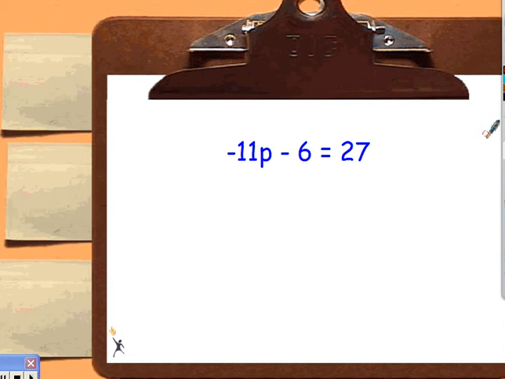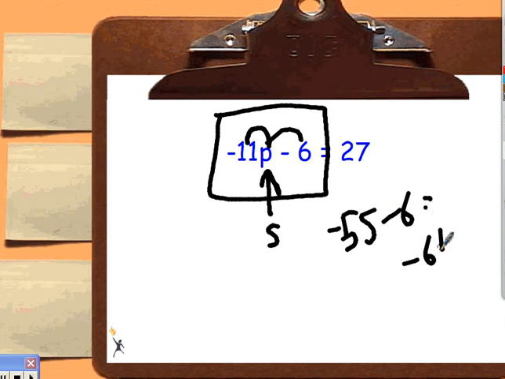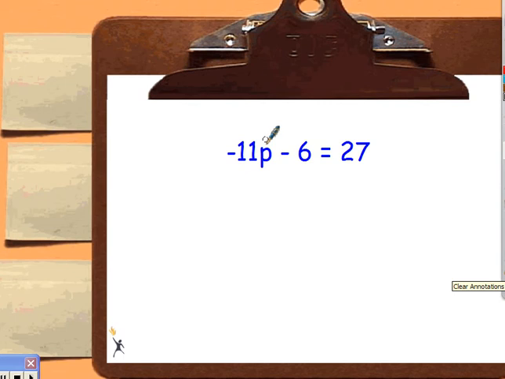Well, let's just pretend like we had to work this out and we knew that p equals some number, I don't know, how about 5? I believe I would do 5 times negative 11, that's negative 55. And then I would subtract 6 and get negative 61. So if I knew what p was, to work it out, I would multiply by negative 11 and then subtract 6. But since I'm solving or unworking it out, I'm going to get rid of the 6 and then the 11.